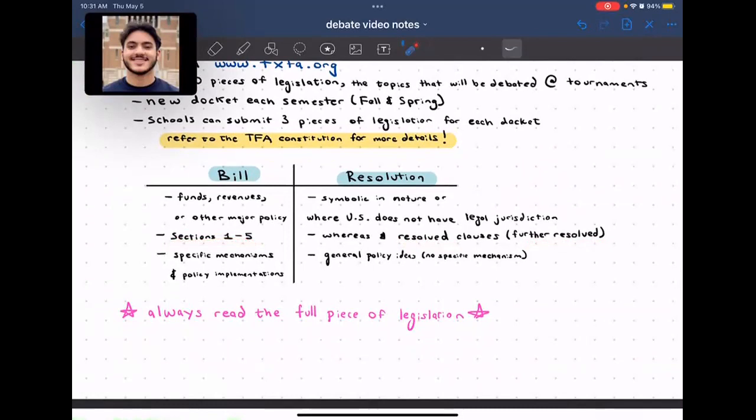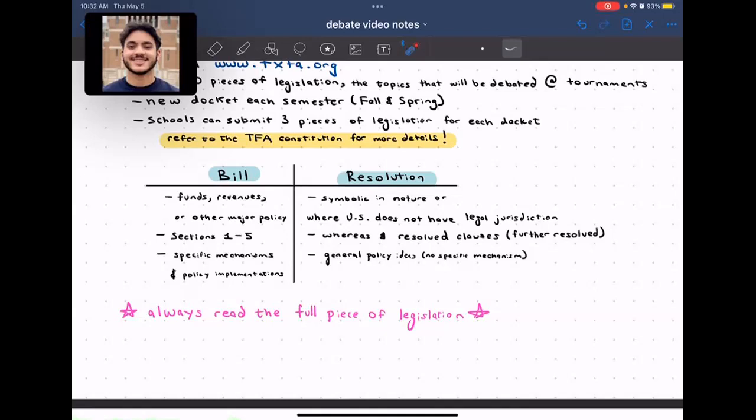Finally, I would say that bills have specific mechanisms and policy implementations, whereas resolutions are just general policy ideas with no specific mechanism. And this ties back to what I was discussing a little bit earlier. Bills have to be implemented. Once the US House of Representatives and the Senate pass a bill and it becomes law, then the bill must be implemented the exact same way that is discussed in the legislation itself. Whereas resolutions may be more along the lines of the US generally supports the rights of Palestinians, or the US condemns Israeli settlements, to go back to that Israel-Palestine issue.